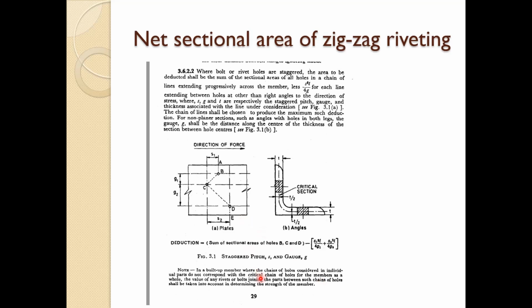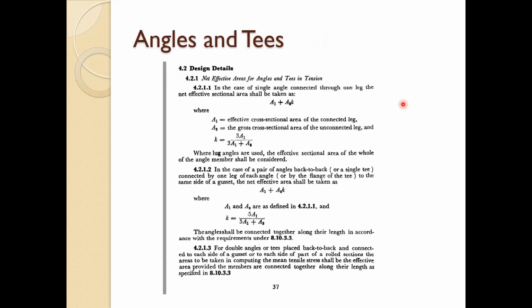On page number 29 of IS 800, this formula has been given. This is the deduction formula as we have seen earlier. The same clause you can see over here. So this is the particular case of zigzag riveting, how to calculate the net sectional area of zigzag riveting. Now the net sectional area, or the net effective area, in case of angles and T's.